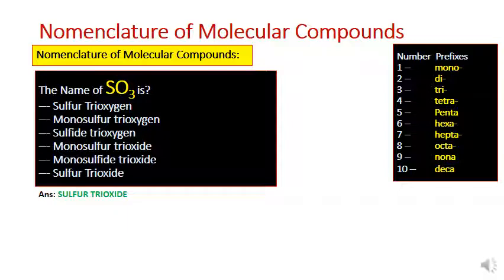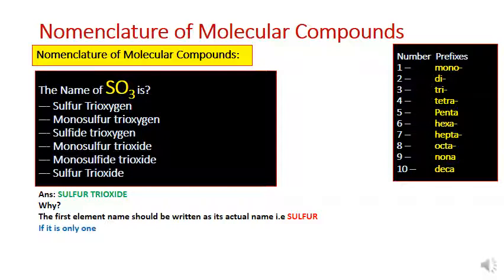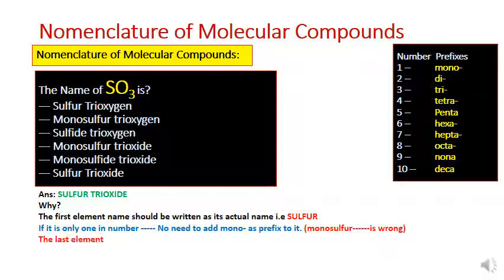The answer is sulfur trioxide. Why? We should have some reason for this. If you look at the writing here, the first element name should be written as its actual name, like sulfur. Sulfur is the actual name. If it is only 1, there is no need to add mono as a prefix. Suppose you have SO3, no need to write monosulfur trioxide. Monosulfur is wrong. The last element should have a name with the suffix "ide".